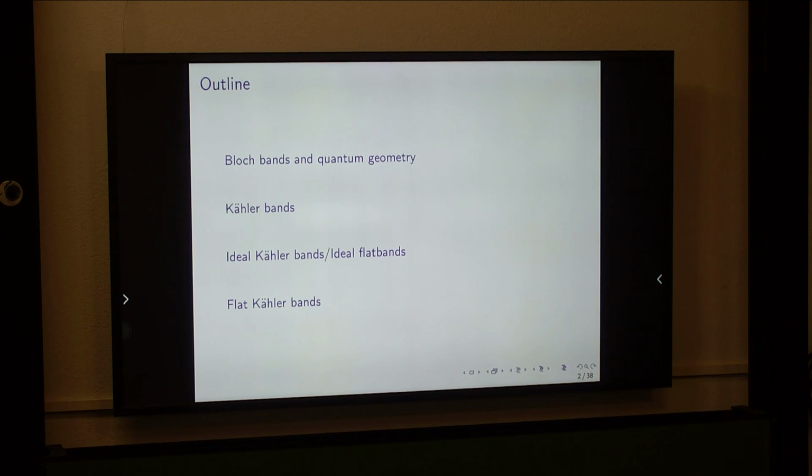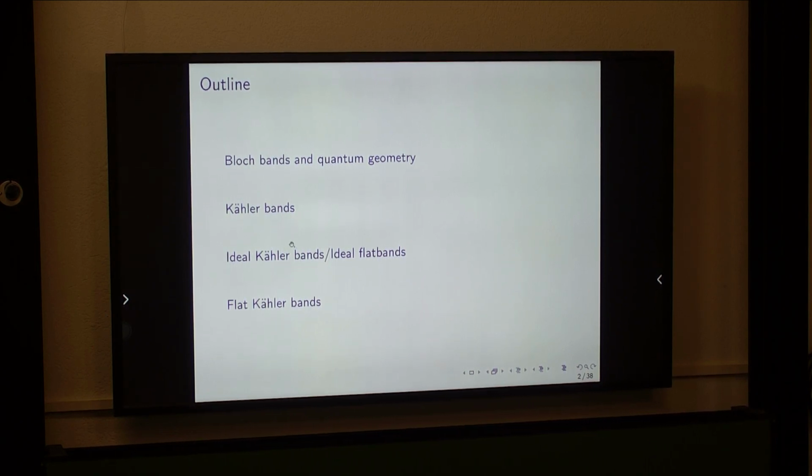So this is the outline for my talk. Okay, so first I will be giving somehow my perspective on Bloch bands and quantum geometry. And then I will be speaking about a concept that we have introduced recently, which is that of Kähler bands, a specific type of Bloch bands, of which the lowest Landau levels are examples. And then I will particularize to the case of ideal Kähler bands, which are also known as ideal flat bands in the literature.